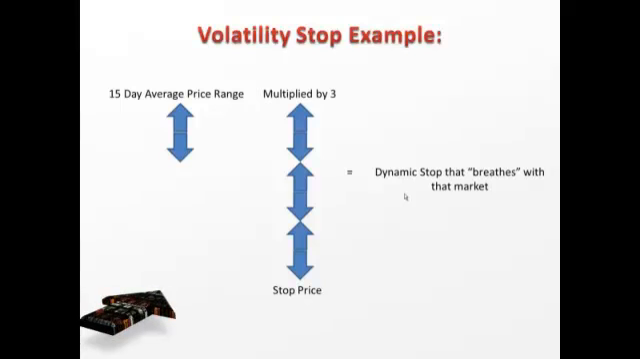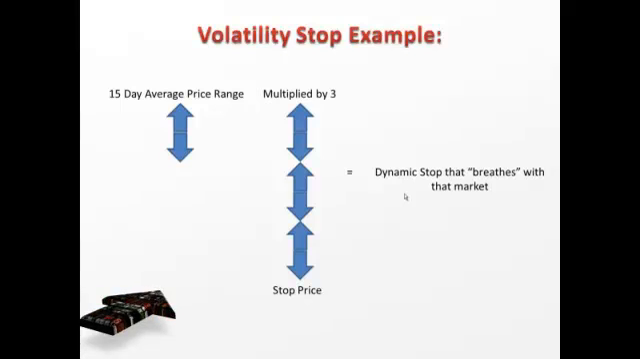So we multiply that 10-point movement times a multiple of our choice. In this case, I'm going to use 3. And there again, you could use any multiple you want. I've seen 1, 2, I've seen 5, but I'll use 3. So if we take the 10-point range and multiply that times 3, that gives us 30. And let's assume we bought into the market at 100. So if we bought in at 100 and our stop price is 30 points away, that means we'd get out if the market traded down to 70. And if we had sold the market at 100 and our stop price is 30 points away, that means we'd get out at 130.